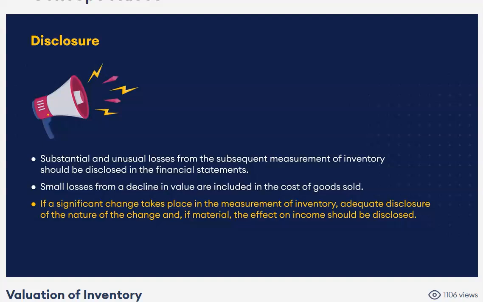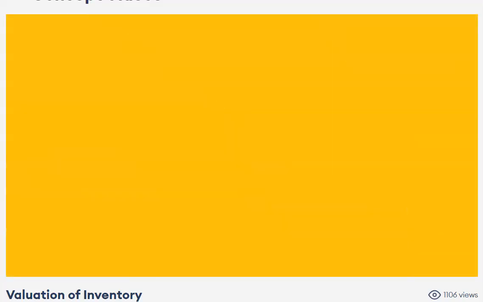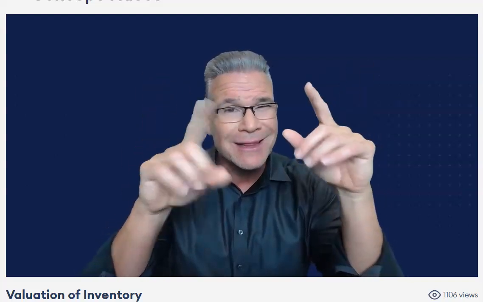Where do we disclose it? In the footnotes to the financial statements. So for my international students, LIFO is what you're probably not as used to. Make sure you focus in on that.